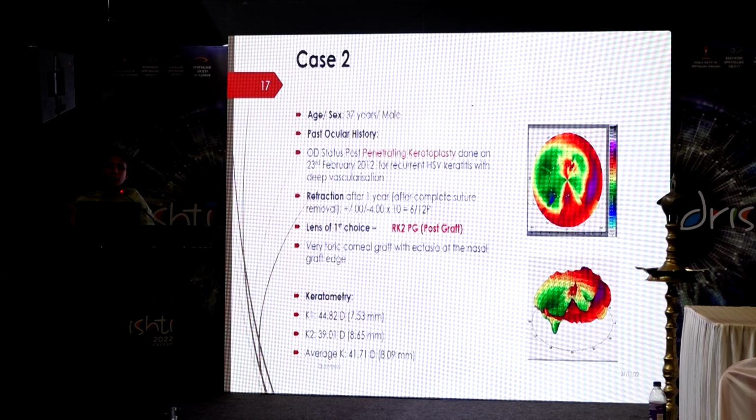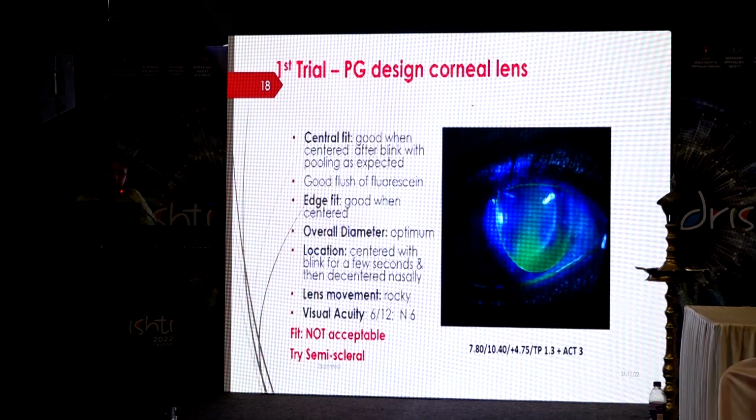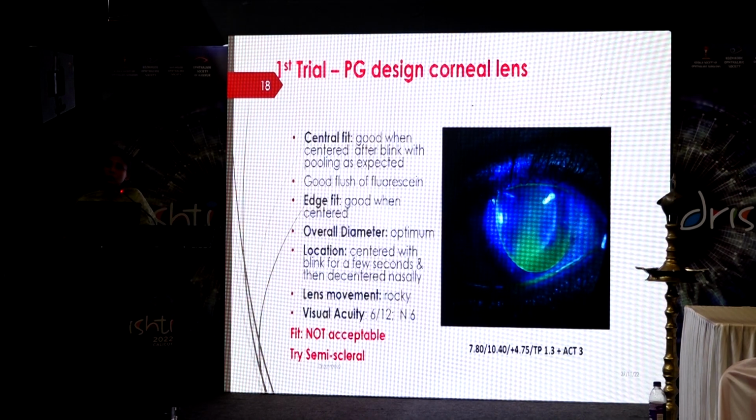I really don't go by vision, to be honest. I need to have the fit of the lens good, not compromising the cornea in any which way, and then comes the vision. Right? So it did give 6/12 vision, but the lens was rocking over the cornea because of the profile of the cornea post penetrating keratoplasty. The corneal lens was not an ideal lens. Nevertheless, I did give it a try.